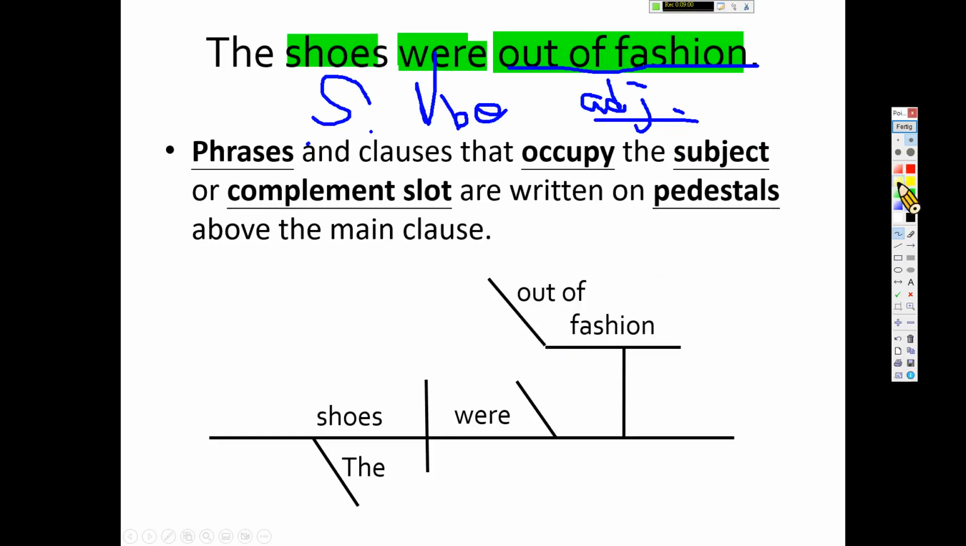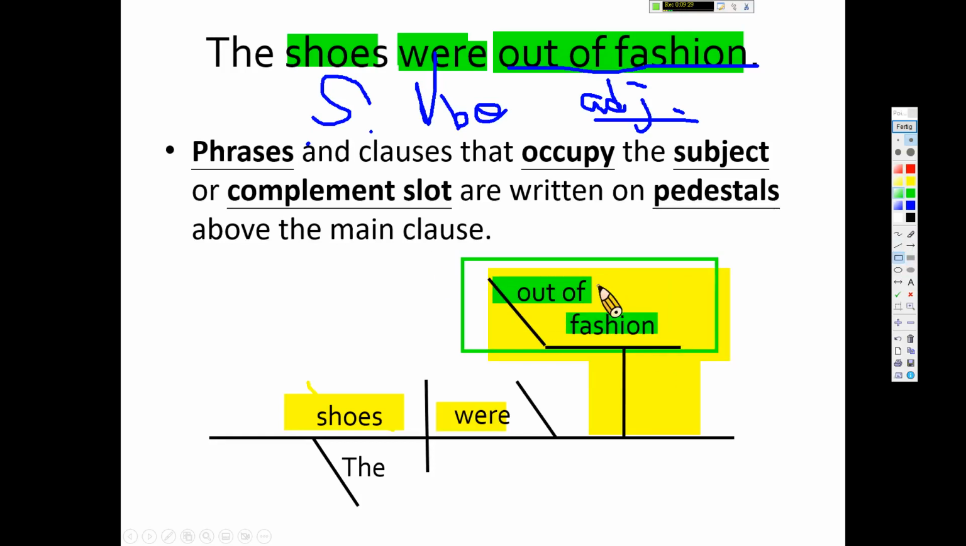So look here. Now, shoes were, and this position is a subject complement, right? But the subject complement is this segment here, and actually it is a prepositional phrase: out of, preposition, object, right? So the format is still the same, but the component here functions as an adjective, and then it is put on the position here. So this is a pedestal. The pedestal refers to this segment.